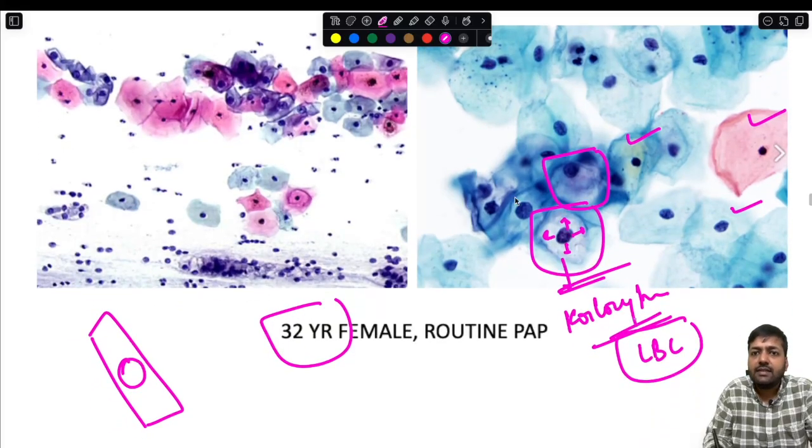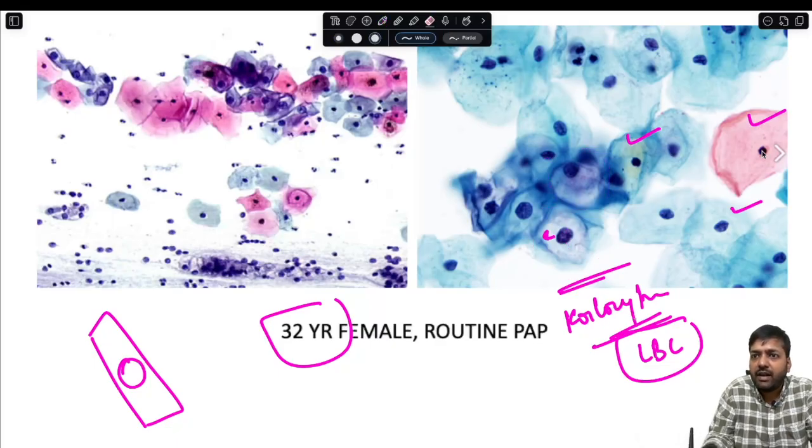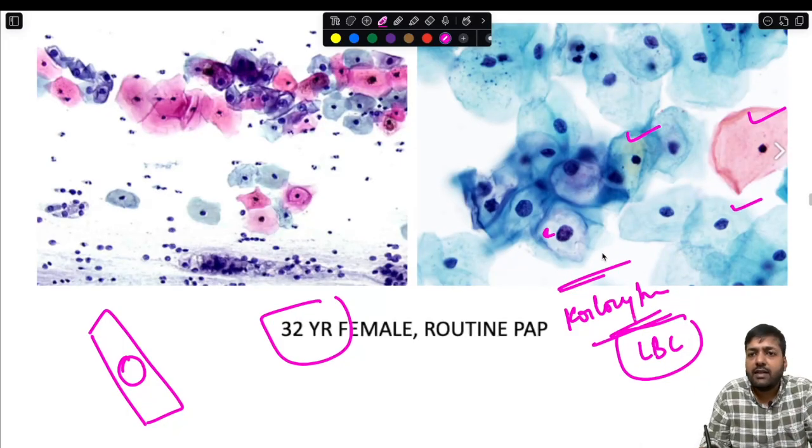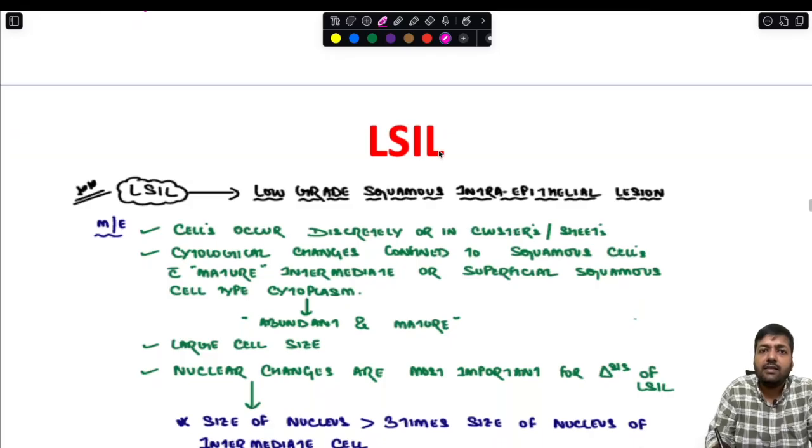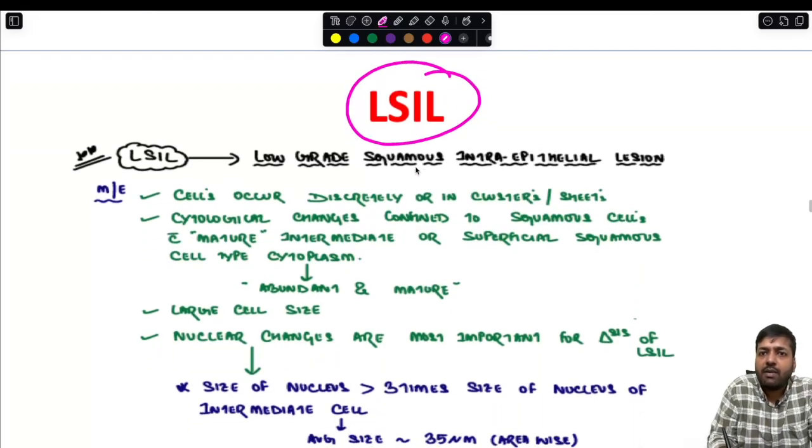At certain areas, you can see the nucleus is a bit hyperchromatic, and the nuclear membrane at places shows notches. So what is the diagnosis? Yes, it is a diagnosis of LSIL, that is low grade squamous intraepithelial lesion.